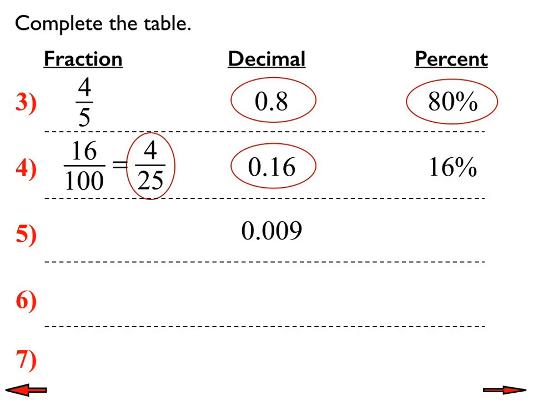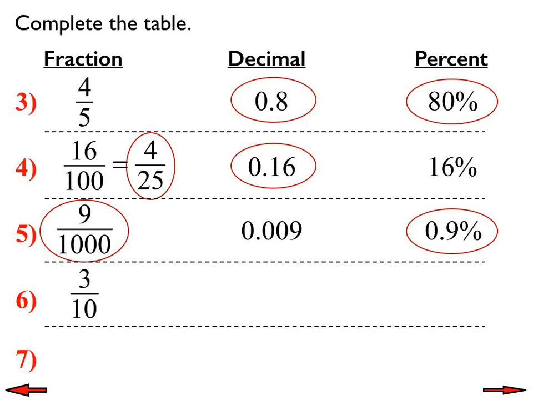Number 5 starts as 0.009 as a decimal. That is, as a fraction, 9 over 1,000, because that's how we would read that, 9 thousandths. That comes from either 4th or 5th grade. And then as a percent, that would be 0.9%, or 9/10 of a percent. Number 6 is 3/10. That was an easy one. That's 0.3, and then also 30%.